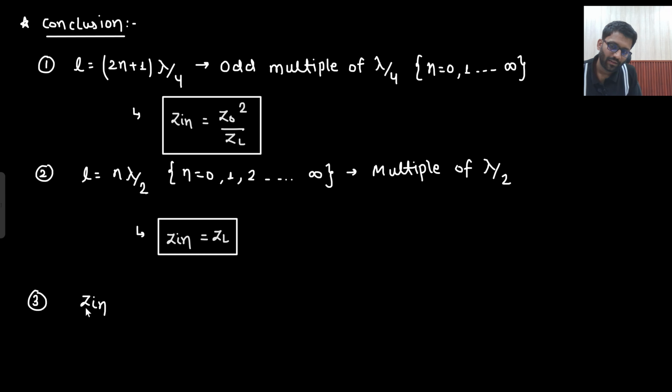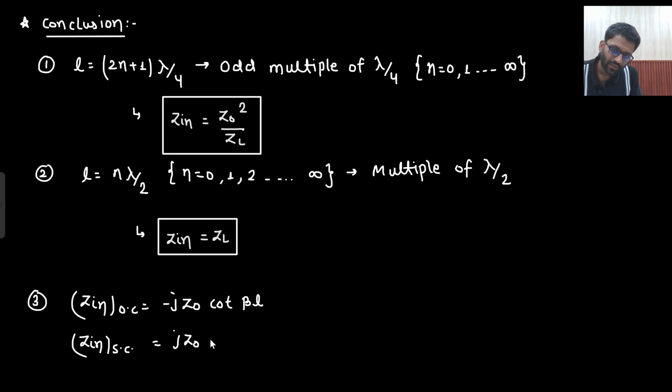Your Zin open circuited is minus j Z0 cot beta L, and your Zin short circuited is j Z0 tan beta L. If you remember only these things, you will be able to solve all the problems of input impedance. Okay. Now solving problems is also important, so do not ignore the problems.